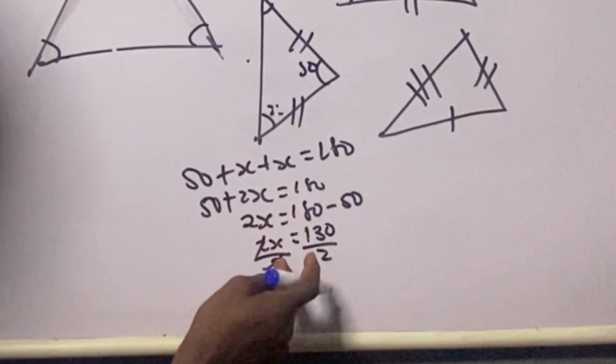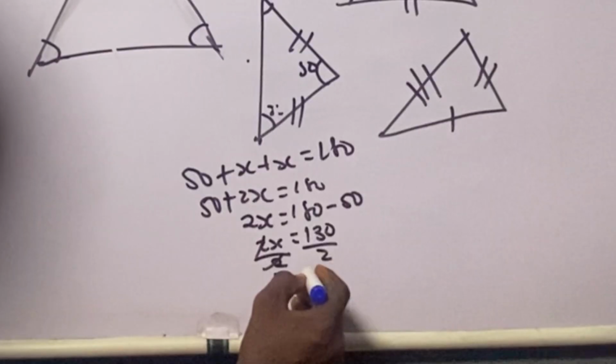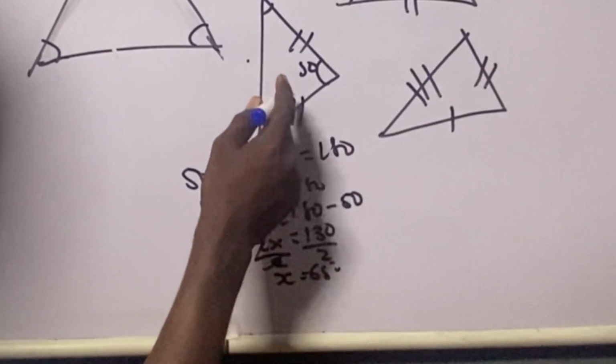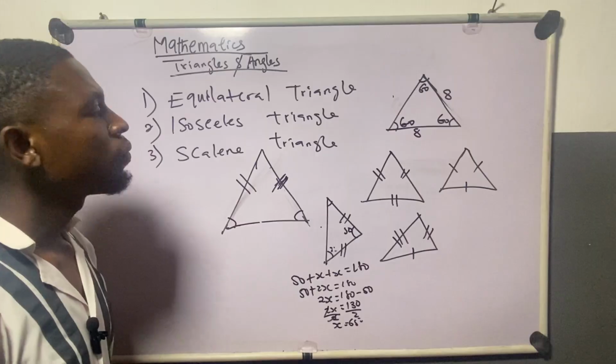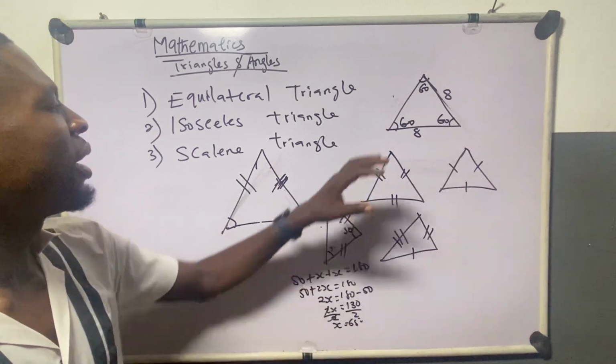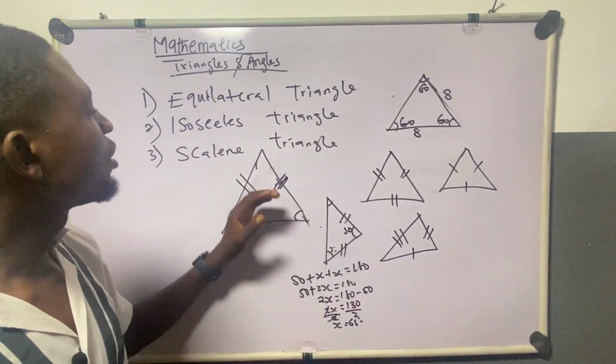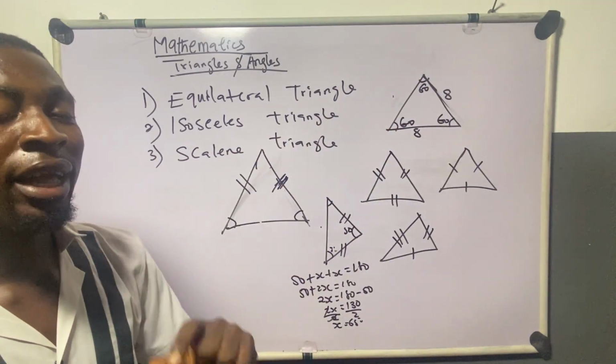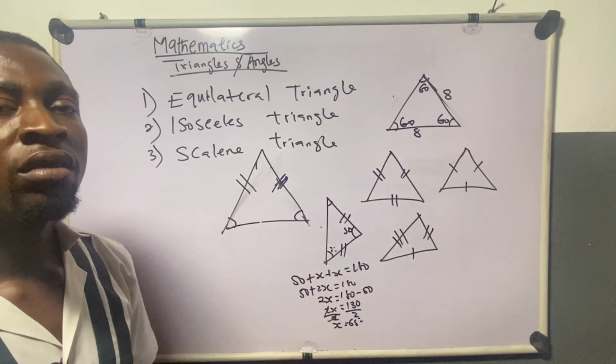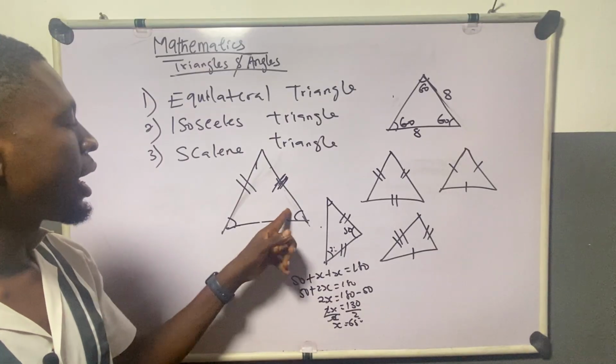So 2x goes here, and 2x will give us 65. Then it means that here is 65 and here is 65. So with this, I've explained when it is an equilateral triangle, and when it is an isosceles triangle. Remember, in an isosceles triangle, two sides are equal and it has two angles equal. Here and here are equal.